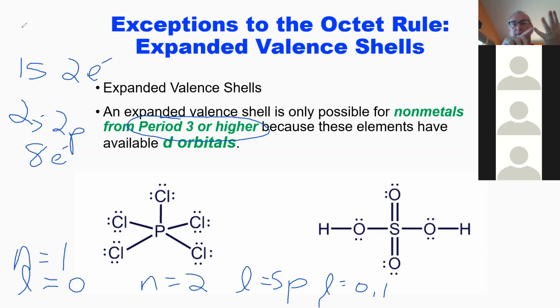Like for carbon, oxygen, fluorine, nitrogen, you can't put any more than 8 electrons. It's impossible because there's no place to put them. We've only got 2s and 2p.